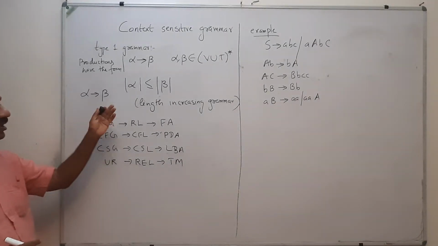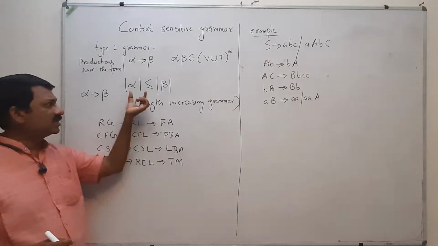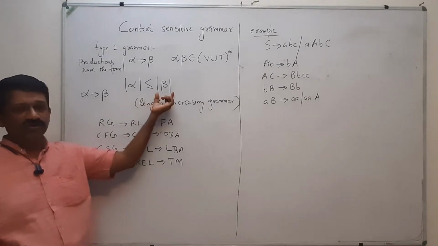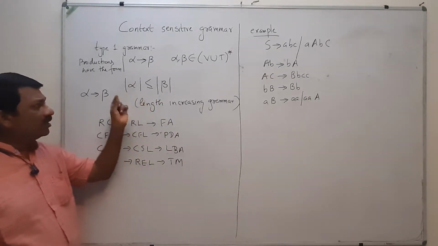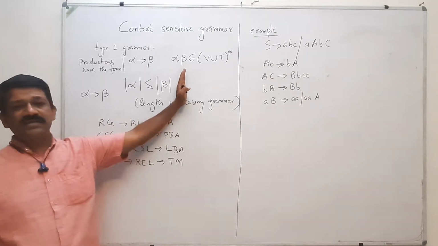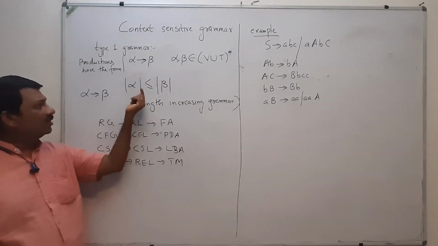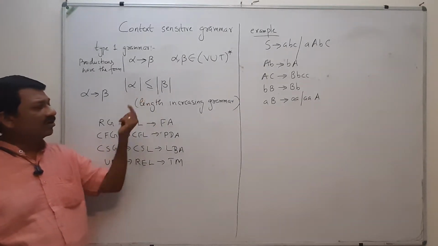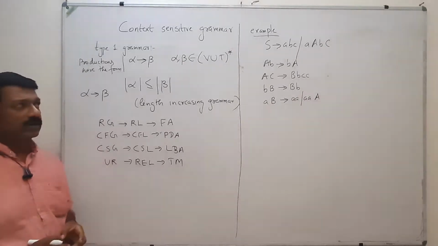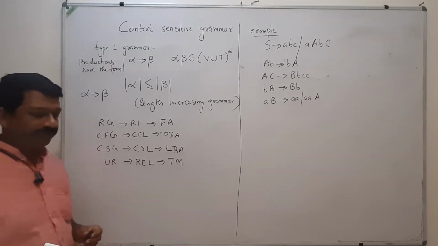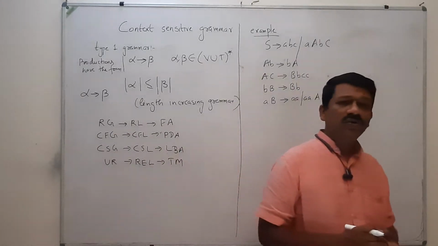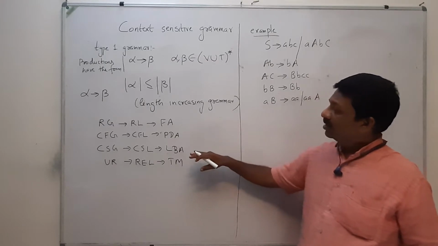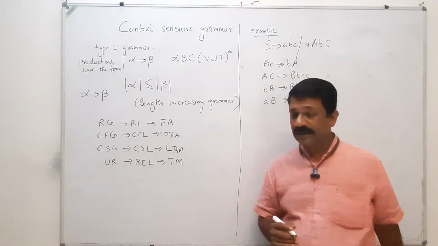But if you impose a restriction, that the length of the left hand side is less than or equal to the length of the right hand side, that is, modulus of alpha is less than or equal to modulus of beta, then the right hand side is at least as large as the left hand side. That means it's a length increasing grammar. And the tool which accepts context sensitive grammar is the linear bounded automaton, that we will discuss later.